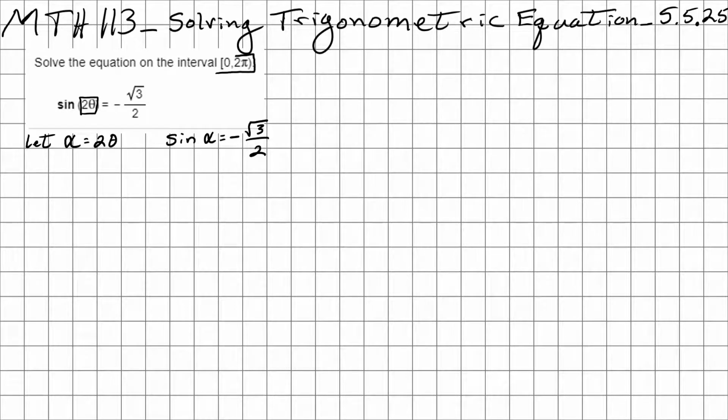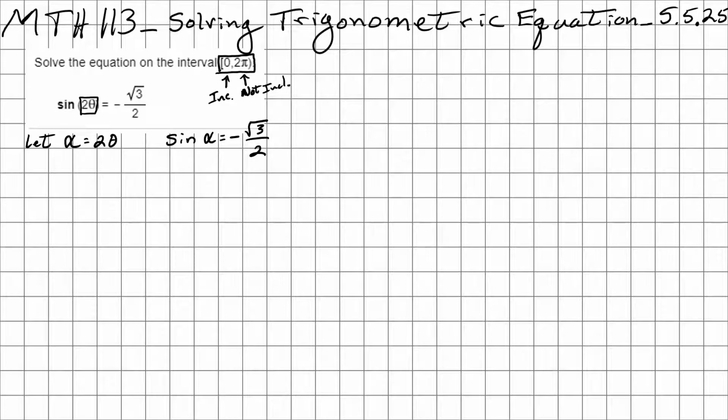And now we're going to use the properties of the unit circle in conjunction with the fact that we are limiting ourselves to one full revolution of the circle, or one period of the sine function, from 0 to 2 pi. So our lower limit is 0 inclusive, because of the bracket, and our upper limit is 2 pi non-inclusive, or not included, because of the parentheses.